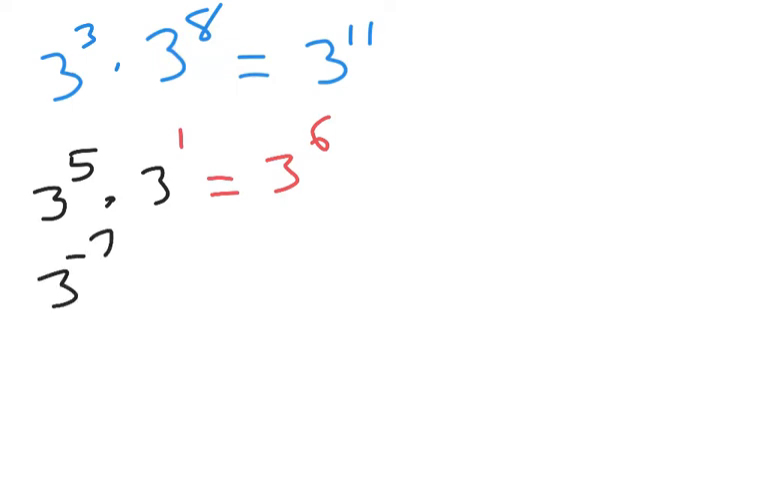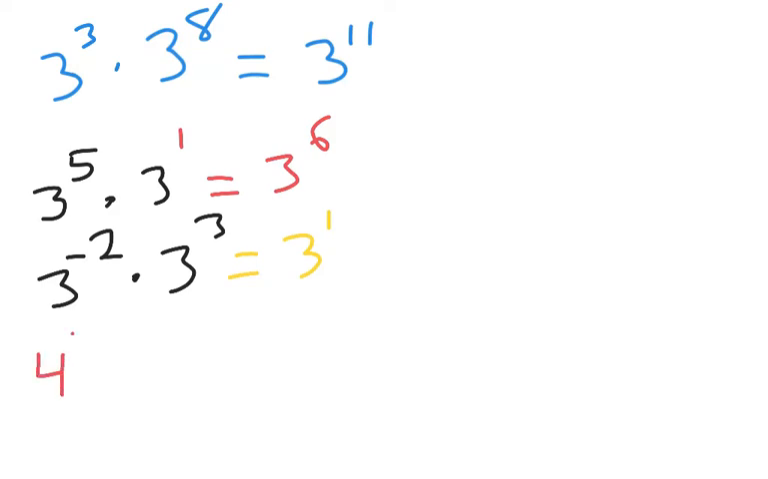3 to the negative 2nd times 3 to the 3rd. That'd be deep. Just keep 3, right? Yeah. That would be 3 to the 1st. Would you have to put the 1? You don't have to put the 1, so just put 3.